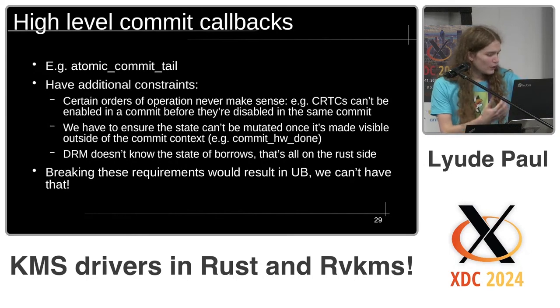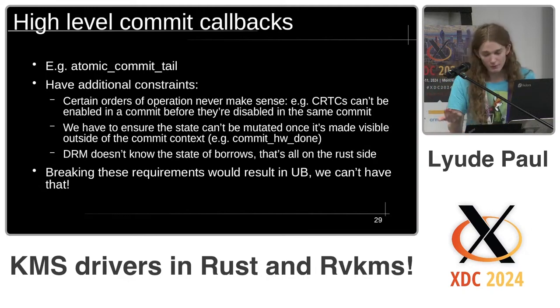So then we also have high-level commit callbacks. There's only a few of these so far, but the main example is atomic commit tail. These have some pretty interesting constraints because for one, there are certain orders of operation that you can put in these that wouldn't make sense and that you don't want. For instance, CRTCs can't really be enabled in a commit before they're disabled in that same commit, because physically that doesn't make sense. A commit's only supposed to do basically one state change at a time.